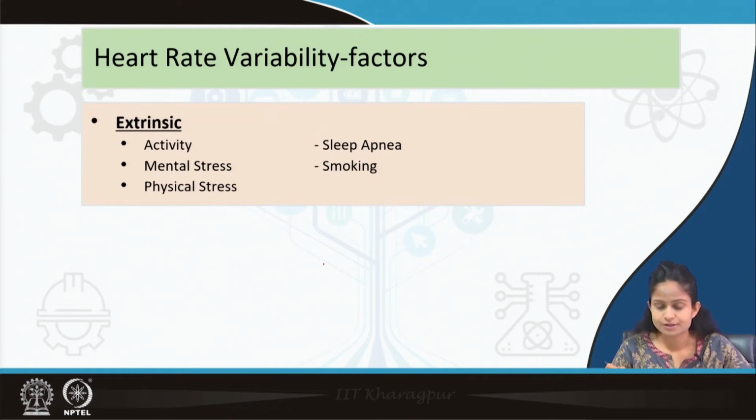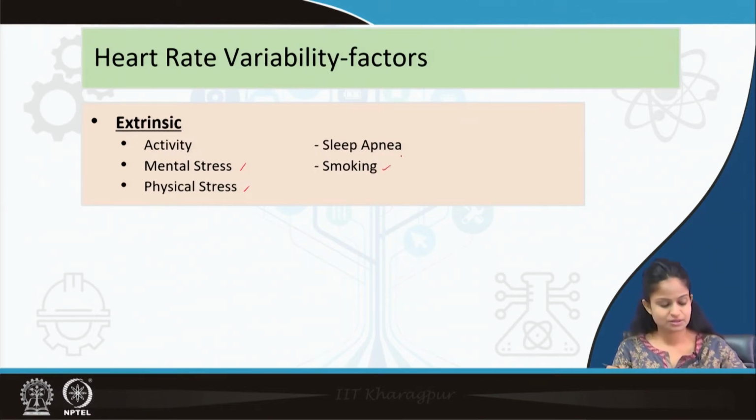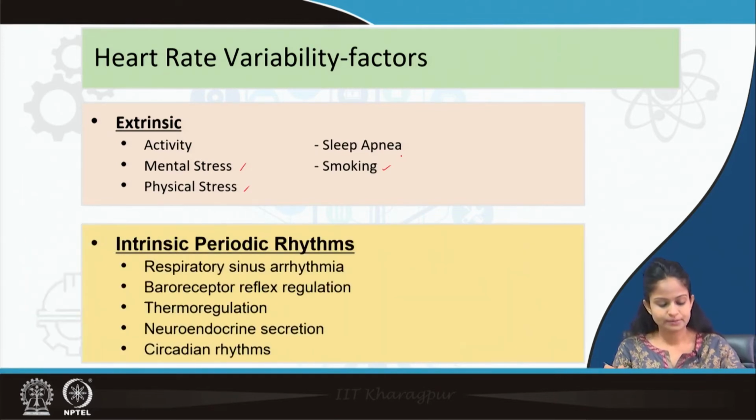So, what are the factors which actually give rise to heart rate variability? The intrinsic factors are activity, stress, both mental and physical, sleep apnea, then any bad habits like smoking. Then we have intrinsic periodic rhythms like respiratory sinus arrhythmia, baroreflex regulation, and respiration is also one of the factors. Thermoregulation, neuroendocrine secretions, that means hormonal, then the circadian rhythms. So, these are all the factors which give rise to the variations in the RR intervals or heart rate variability.